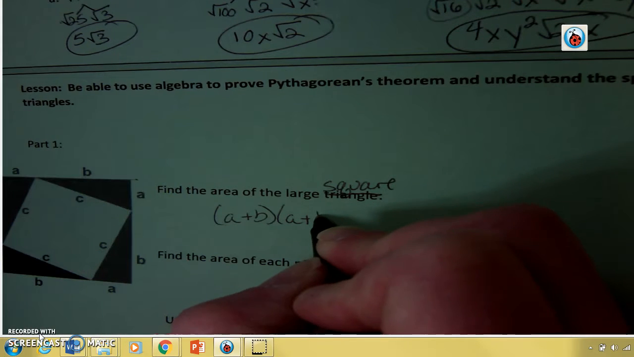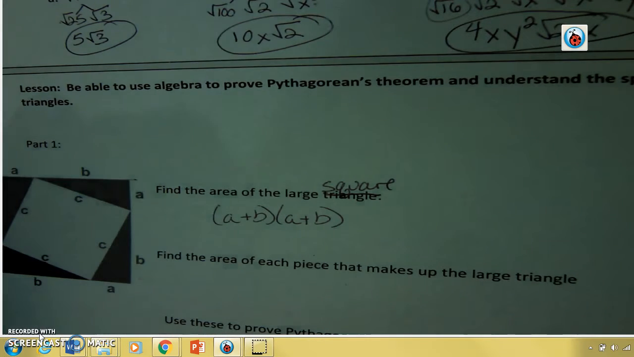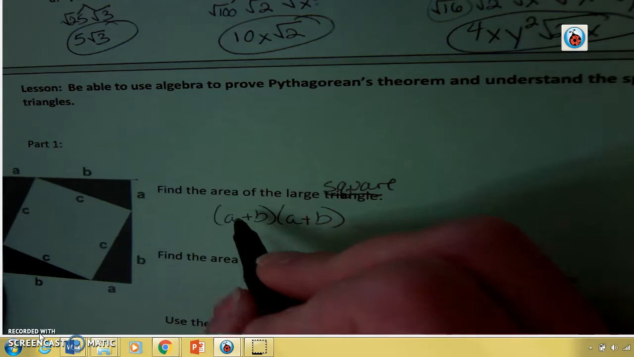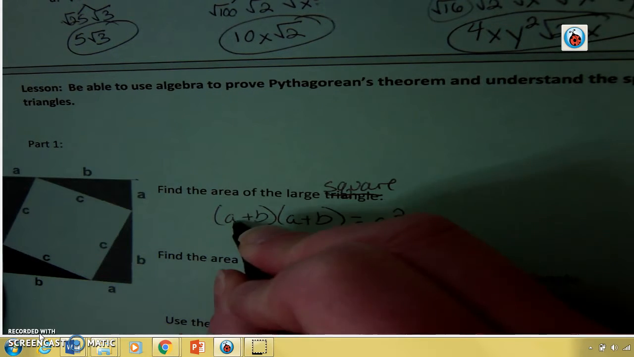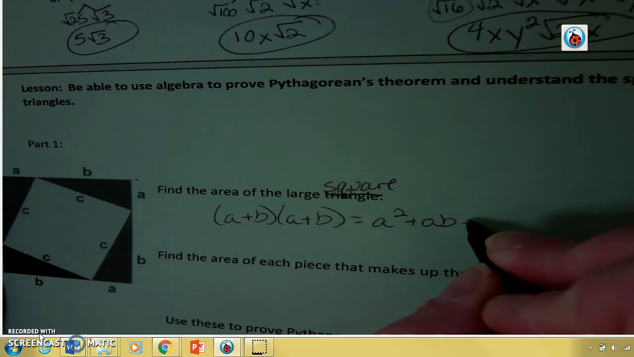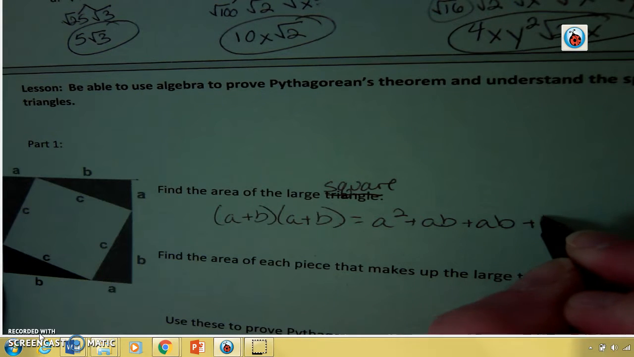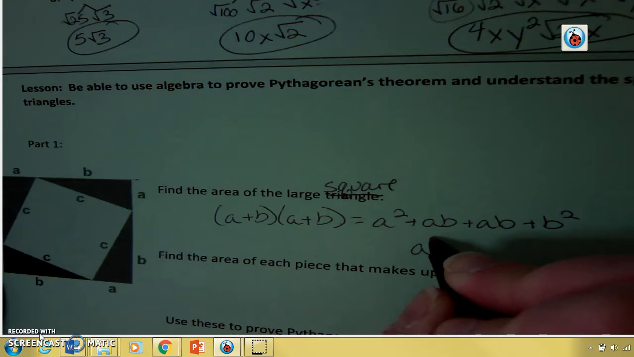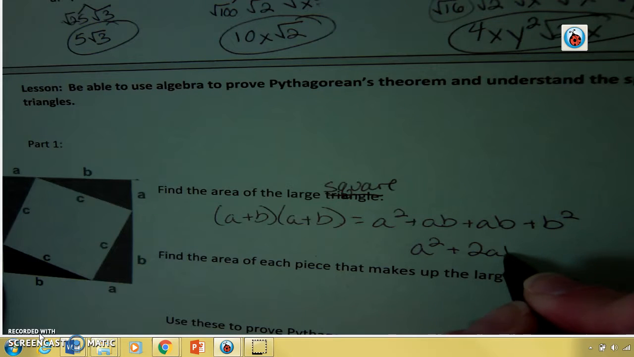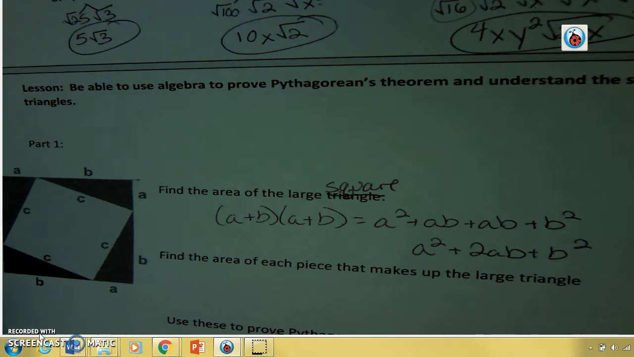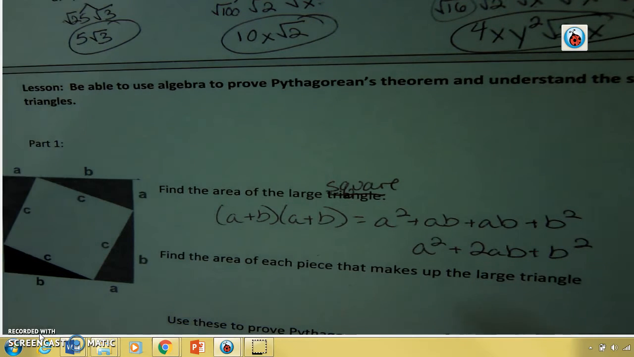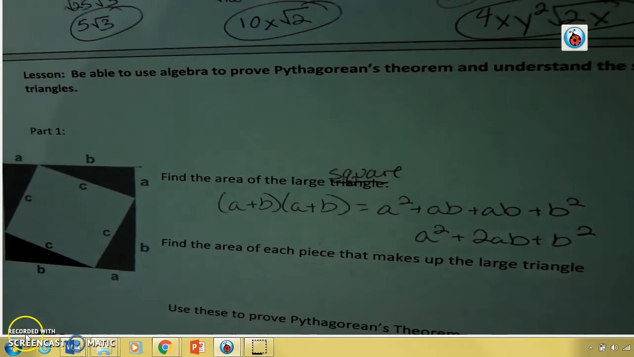So this is kind of like in our DMR here of how can I expand that to look a little different. So I'm going to FOIL. A times a equals a squared. A times b is ab plus another ab plus b squared. Combine like terms, I get a squared plus 2ab plus b squared is going to be the area of the entire thing. Now I'm going to actually look at it a different way to find area.